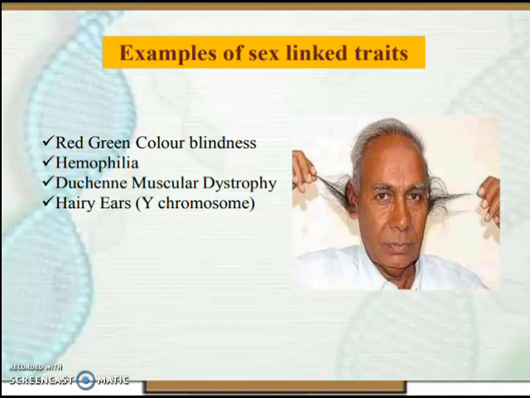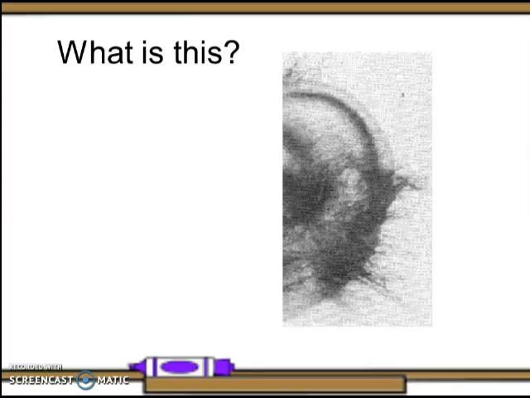This explains why women are frequently carriers of X-linked traits but more rarely have them expressed in their own phenotypes. Now this time, let's look at examples of sex-linked traits, which include red-green color blindness, hemophilia, Duchenne muscular dystrophy, and hairy ears.